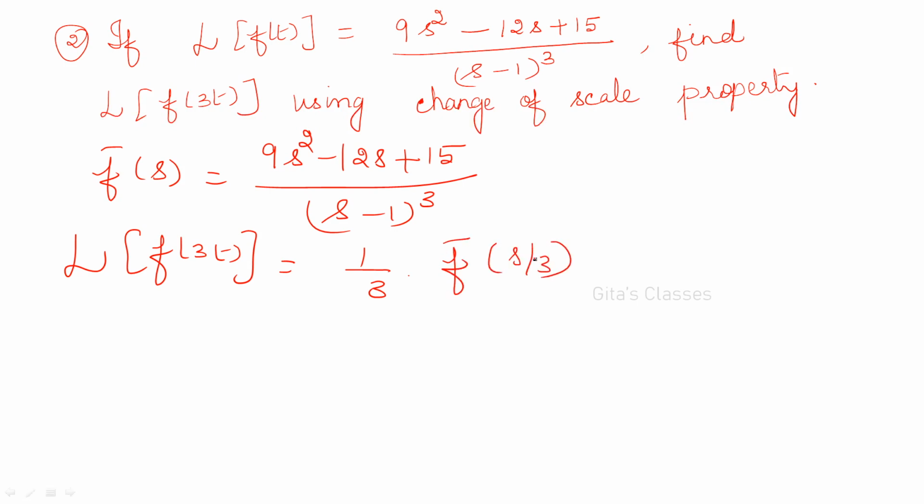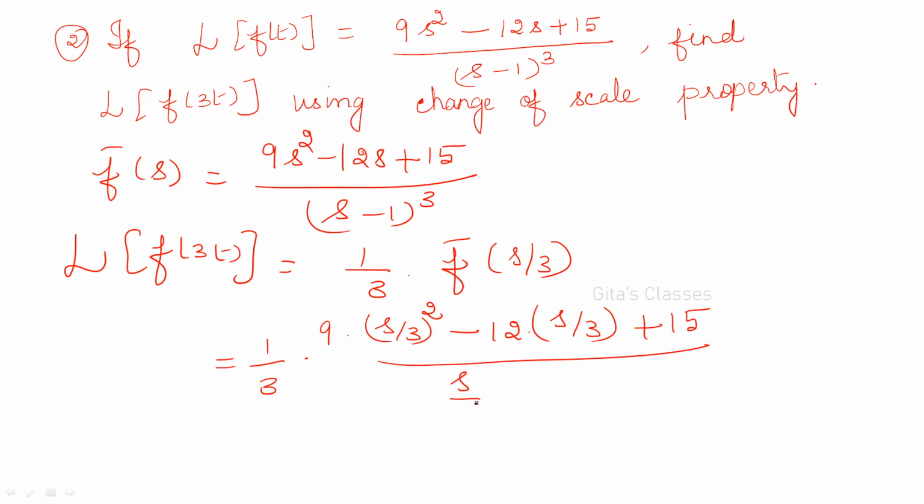So wherever you have s, you replace it by s by 3, which is equal to 1 by 3 into 9 into s by 3 the whole square minus 12 into s by 3 plus 15 divided by s by 3 minus 1 the whole cube. So here 3 squared, this 9 will get cancelled. Here 3 and 12 will get cancelled. This will become 4.